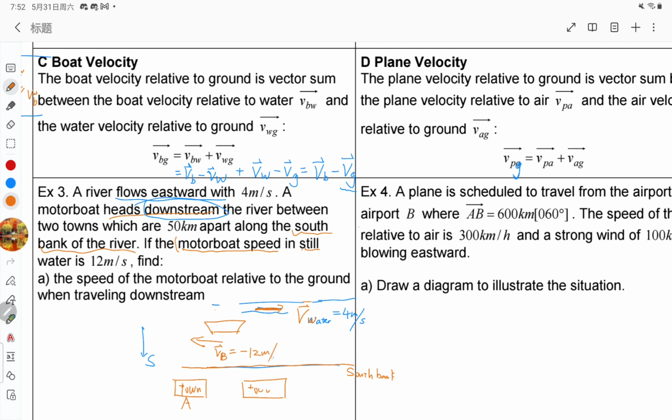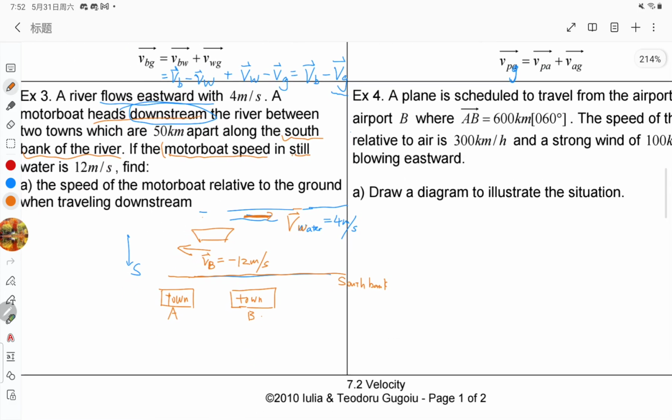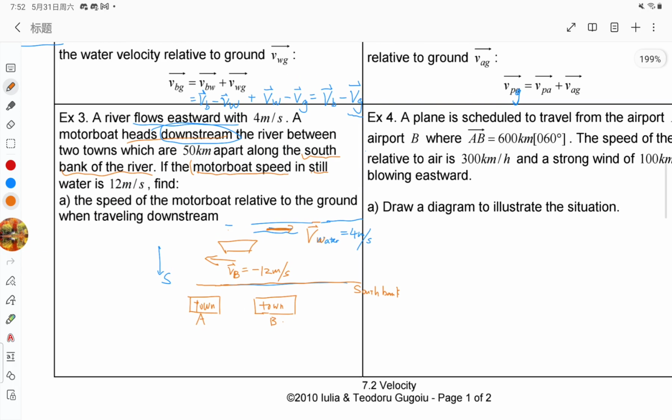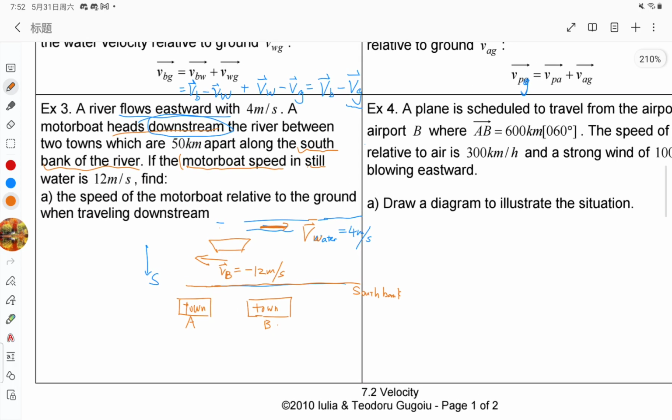So this here, sorry, this is town A and town B. Okay, and then the speed of the motorboat relative to the ground when traveling downstream.